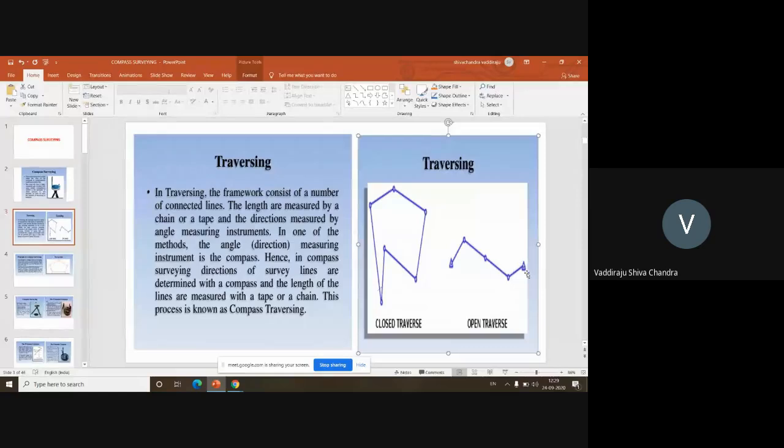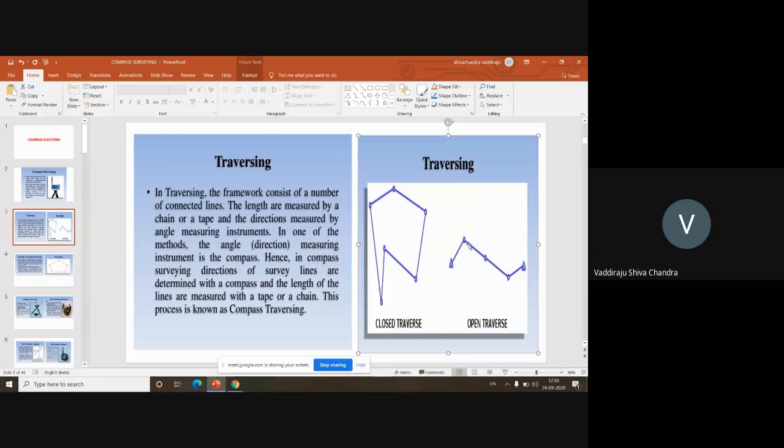Okay, as I know already at what angle this object is situated on the ground surface, when I sight from this point, I should get the same angle, and I should also get the same distance. Only then do I say that it is a mathematically closed open traverse, which can also be considered a closed traverse.